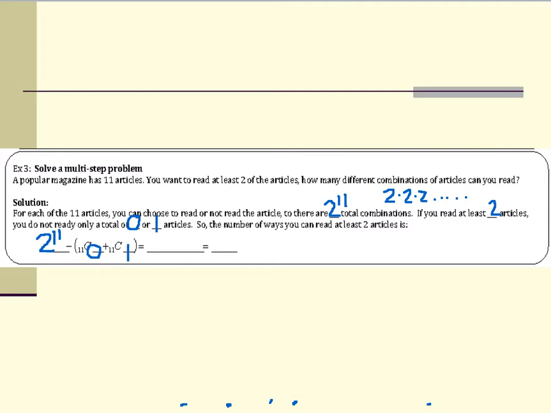So 2 to the 11th power is 2,048. And we're going to subtract from that, well, 11C0 is 1, and 11C1 is 11. 1 plus 11 is 12. So we're going to subtract those 12 that we don't want. Then that would leave us with 2,036. So there are 2,036 possible ways. And that would be the same thing if you had taken 11C2, 11C3, 11C4, all the way up to 11C11 and just added them all together. This is just the quicker way of doing it.